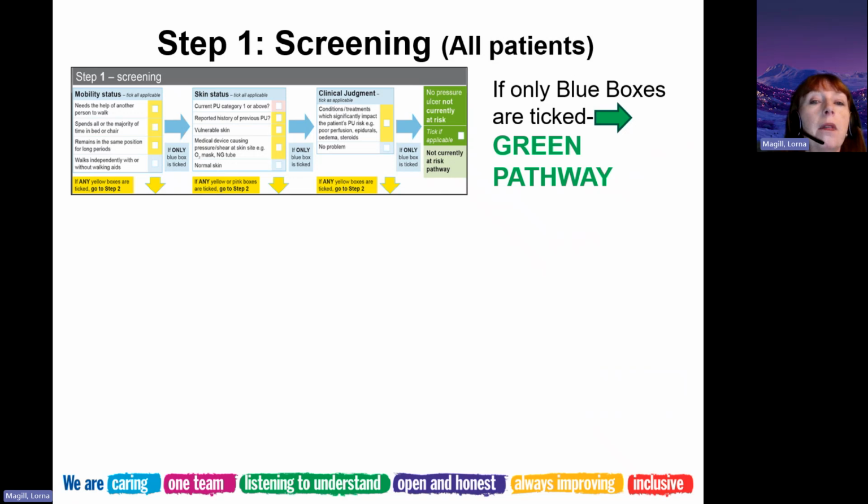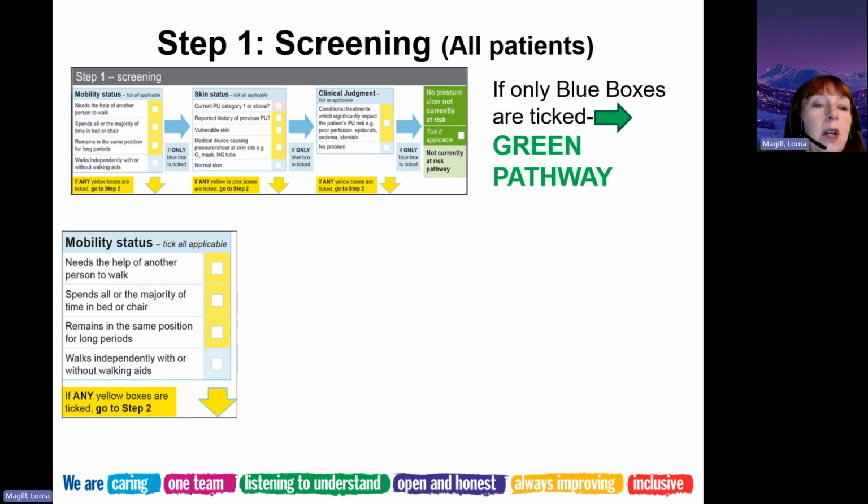So the initial step 1, screening for all patients. The first box here relates to the mobility status of our patient. A blue box means that they're up and about independently with or without walking aids, so there are no concerns. You will see, however, that all of the yellow boxes indicate that there's something there that we need to explore a little bit further. It may be that they need the help of another person to walk, that they spend all or the majority of time in bed or a chair, or that they remain in the same position for long periods. If we are ticking any of the yellow boxes, we immediately move down to complete step 2. There's no need to continue along the horizontal.